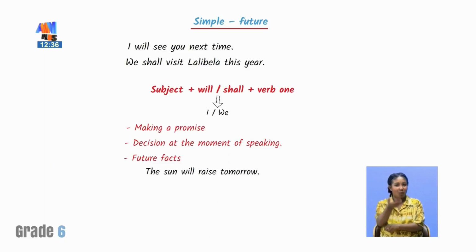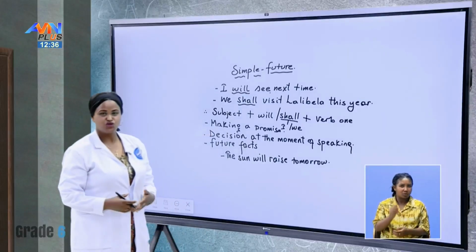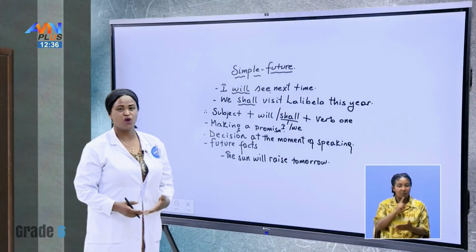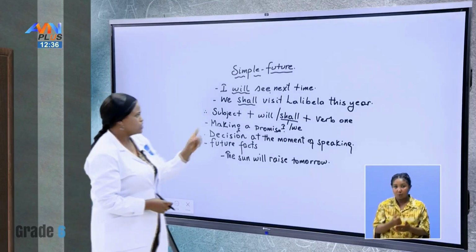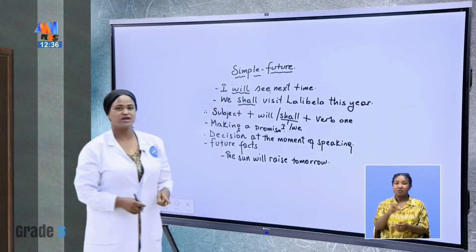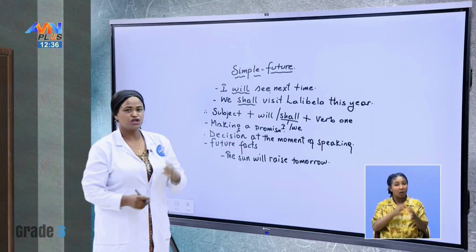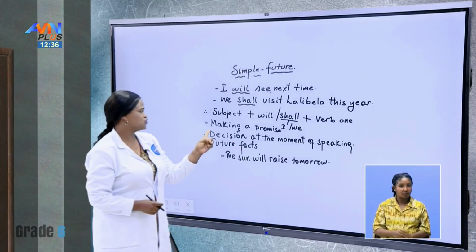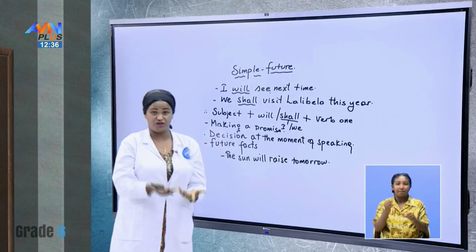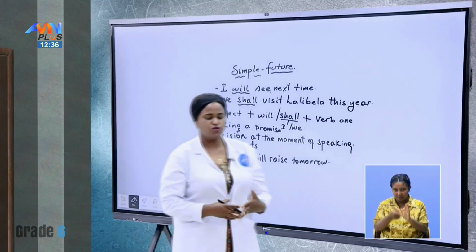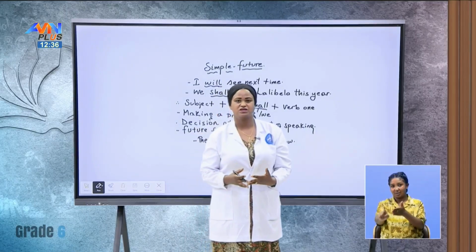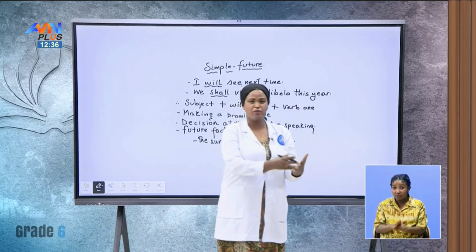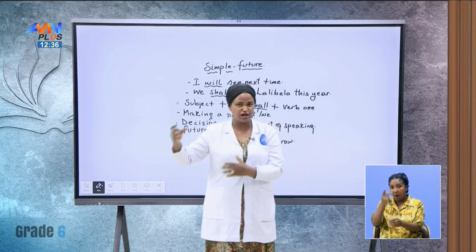Yeah, that's true. The sun will rise what? Tomorrow. That's a fact. When is it going to happen? I say tomorrow. So when you are using will and shall to express the future, it is because of three things. The first one is making a promise. For example, I will visit my grandmother next week. That is a promise. You are promising your grandma or your parents to go to your grandmother next week, right?